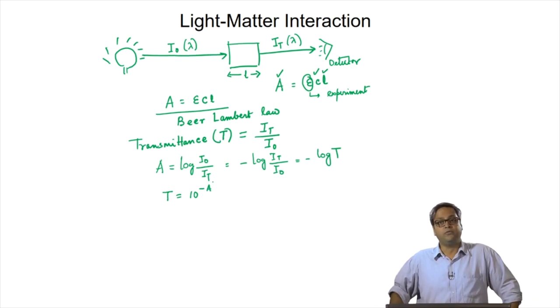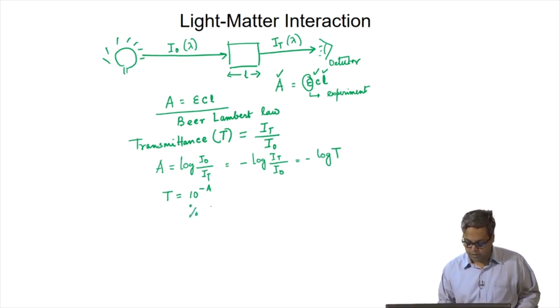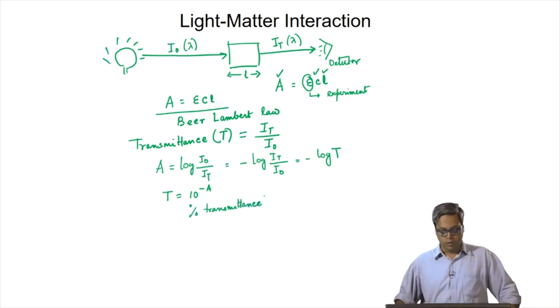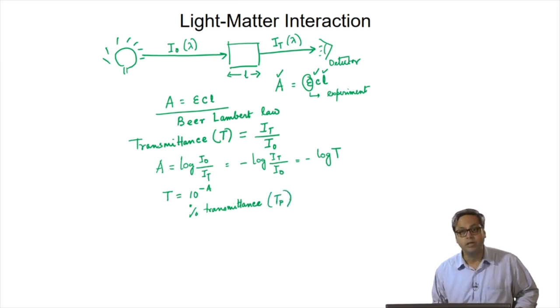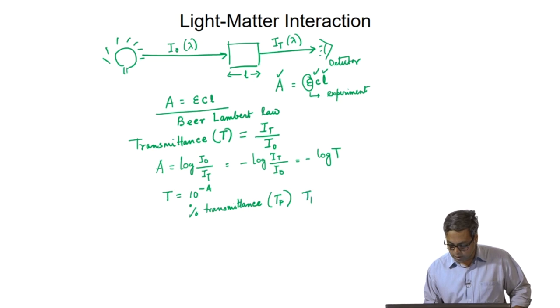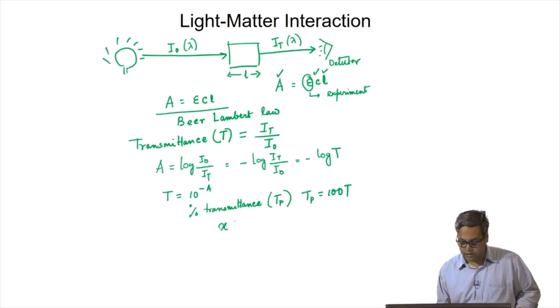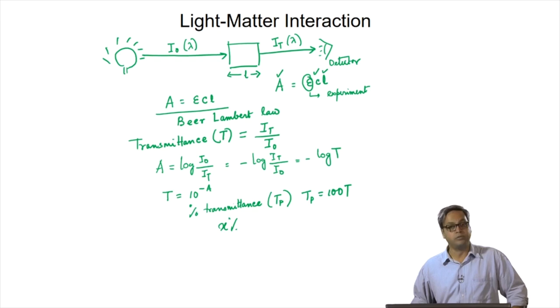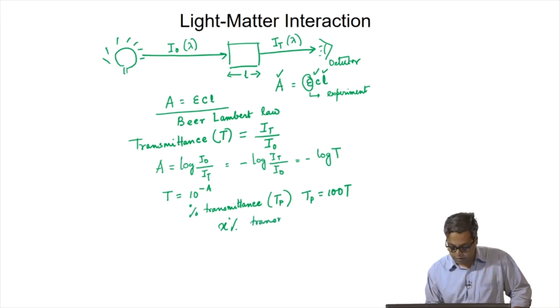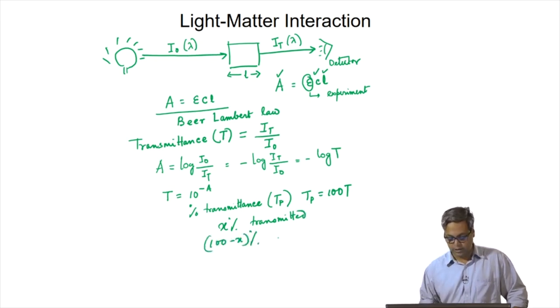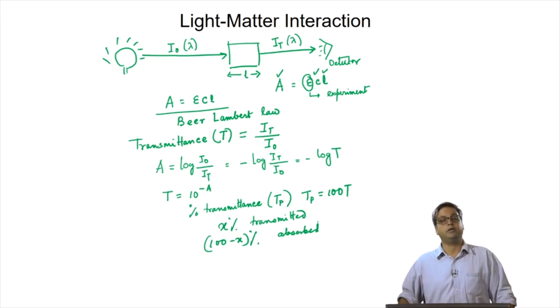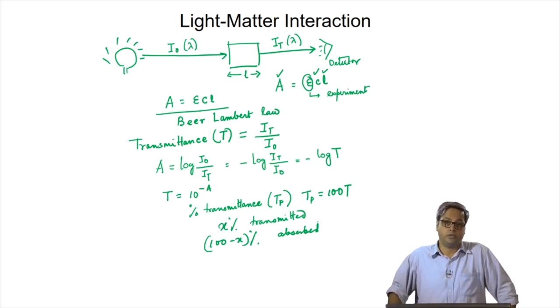So, we can also define something called percentage transmittance, which is denoted by Tp, where Tp equals 100 T. We can think, let us say x percent of the light is transmitted from the solution, then 100 minus x percent of the light is absorbed by the solution. You will have a better understanding when we solve problems on this.